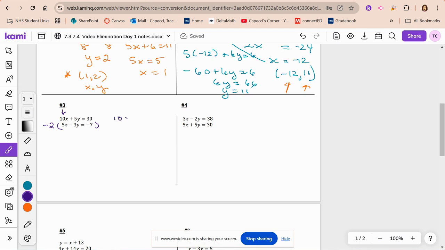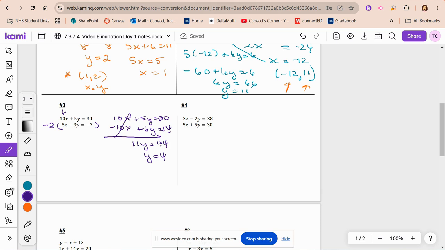So again, I'm going to rewrite my first equation. And then I'm going to multiply the second equation by negative 2. And then I see what happens. That's going to zero out, which is what I want. And I have 11y is equal to 44. So y is equal to 4.